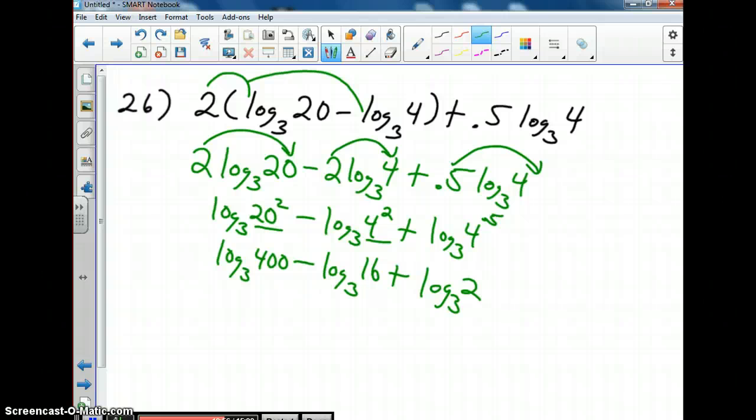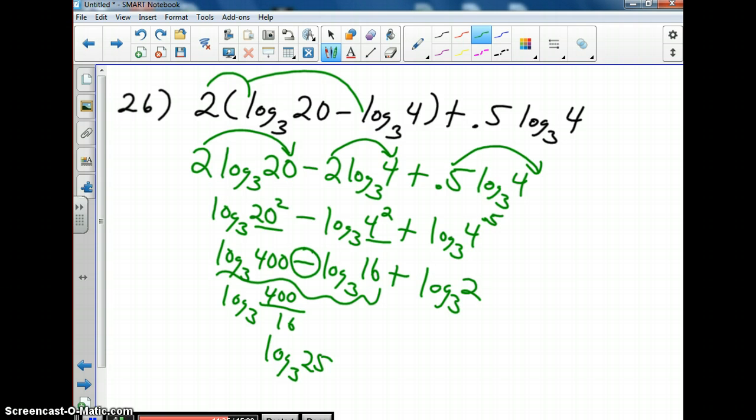Now look at this. Here's a minus symbol, right? So minus means what? Division. So this is going to become log base 3 of 400 divided by 16. So how much is 400 divided by 16? 25 is right. So this becomes log base 3 of 25. That's what all this becomes. And then plus log base 3 of 2.